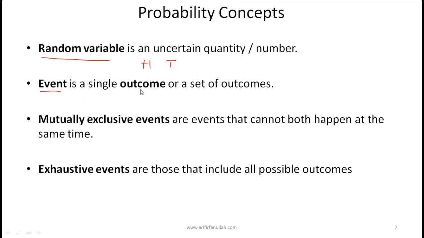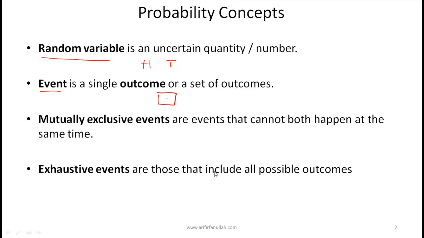An event is a single outcome or a set of outcomes. So again, if you roll a die, the event that you get a 1 is an outcome, and you might also say that another outcome might be defined as getting even numbers. Mutually exclusive events are events that cannot both happen at the same time. So here again, if you roll a die, getting a 1 and getting a 2 are mutually exclusive because you can't get both a 1 and a 2 at the same time.